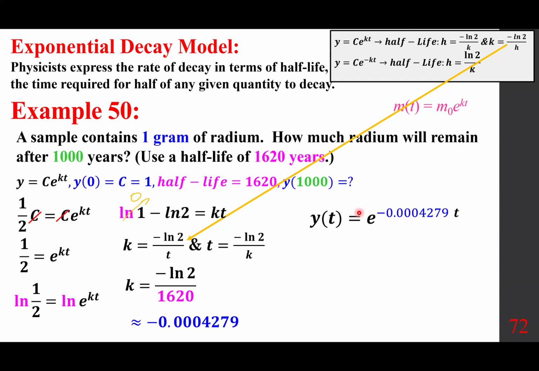So now evaluate it when t is 1,000. Replace it with 1,000 and put it into a calculator, and it gives you 0.652 grams. So 1 gram, we start with, we end up with 0.652, about 65% of it after 1,000 years.